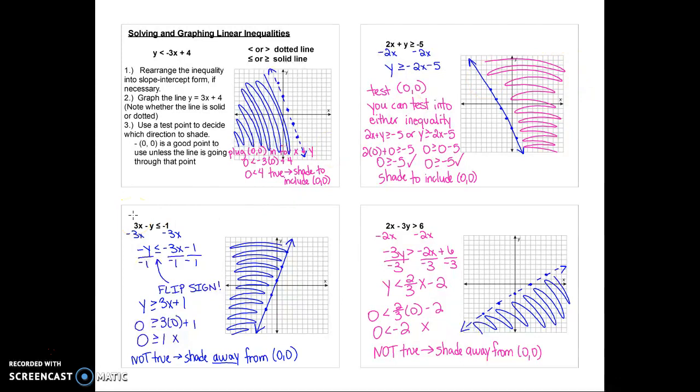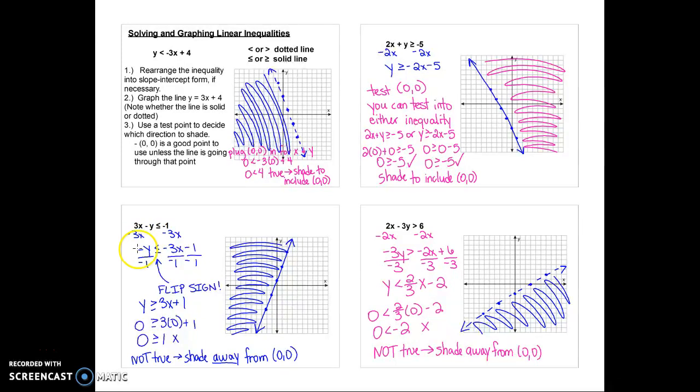Again, these both down here need rearranged. So you subtract the 3x to the other side. -y is less than or equal to -3x minus 1. Now, here's where you've got to be really careful. This is a negative y, so you still have one more step. You have to make sure that you remember to carry that negative down with this y.